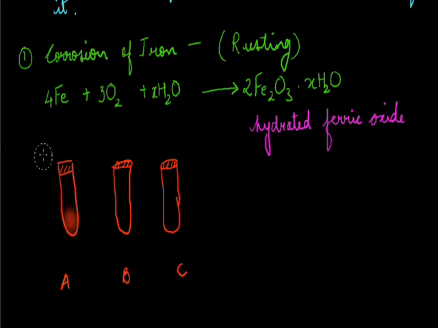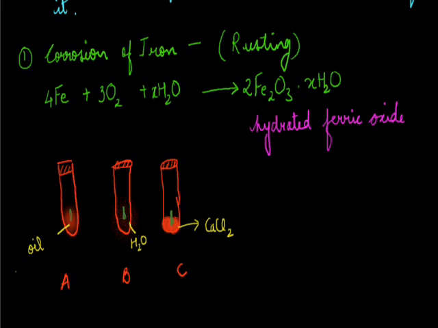I put oil in test tube A, water in test tube B, and in the next I keep some other substance, that is calcium chloride. Okay. So in test tube A I have oil, here water is present, and in the third test tube it is calcium chloride. Now what I do is I place an iron nail in all three test tubes.